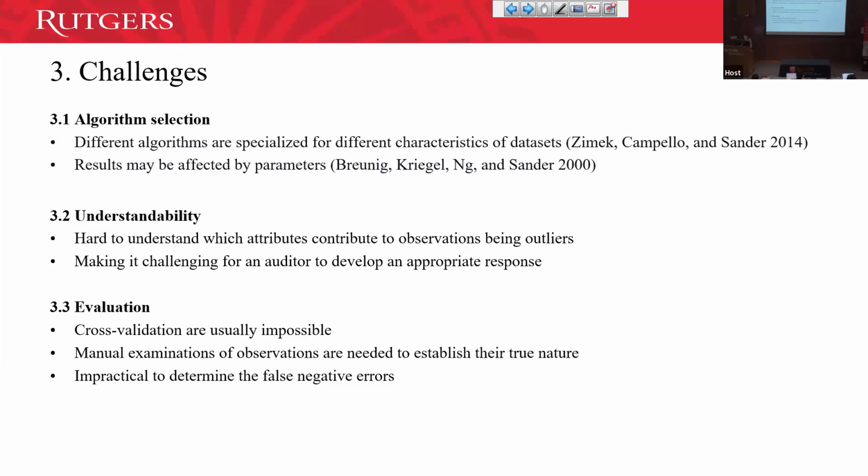And the third challenge is about evaluation. We know that if you develop supervised learning methods such as decision trees and regressions, you have the outcomes and you can use cross-validation to tune the parameters and evaluate the performance of the method. But when it comes to outlier detection methods, it's not true, since you do not have predefined labels, and it's really impractical to determine the false negative errors and the false positive errors.